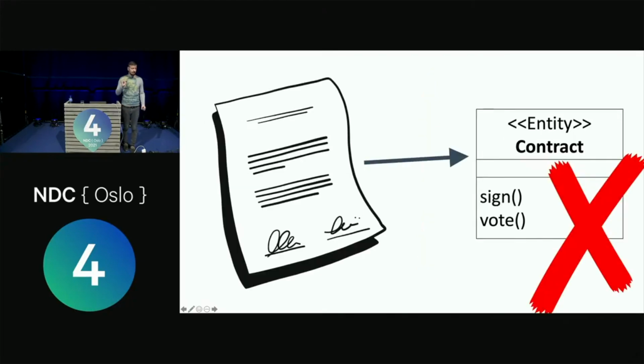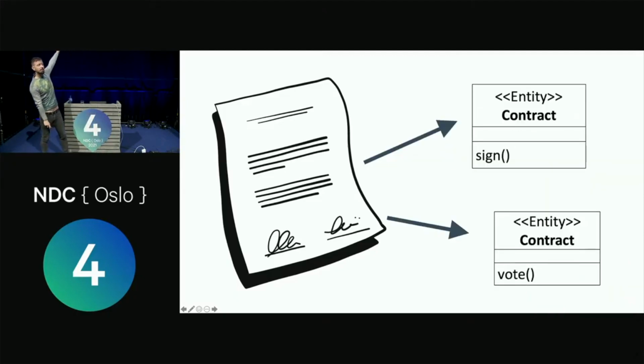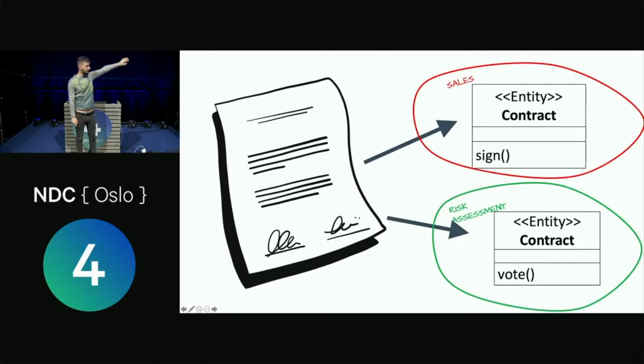So we're taking the same thing from the real world. There's one piece of paper, our leasing contract. And we're not putting it into one big model, but we're modeling the same thing in different models. So one class contract with the signing logic, one piece of software, one model with the voting logic. And we're drawing boundaries around them. Those are the boundaries that we just found in our domain stories. And that's what we're going to do with the monolith.